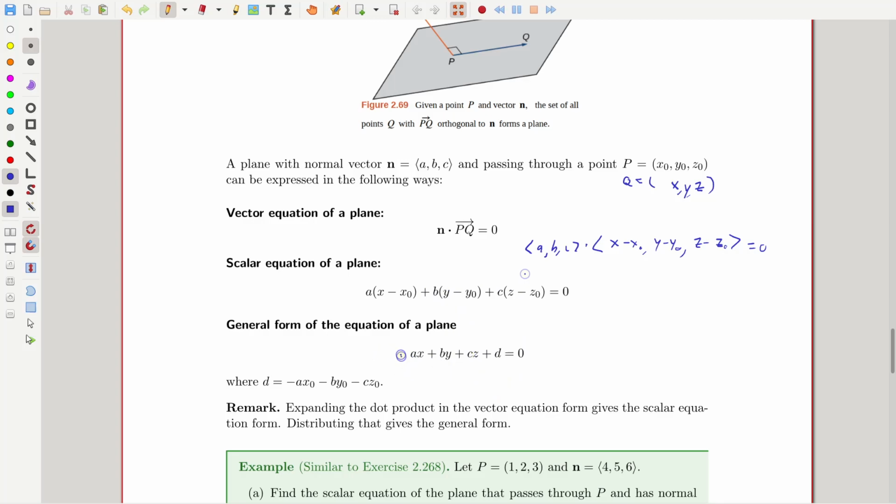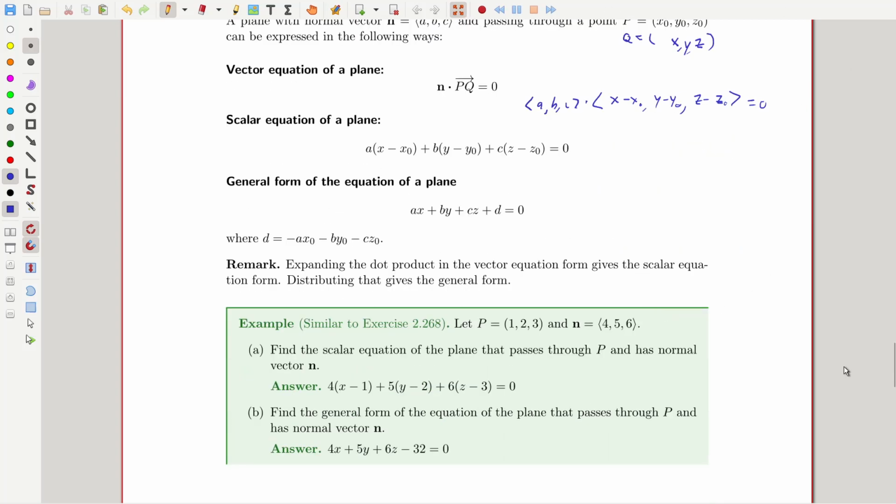So all you do is you just expand it out, distribute out the a, b, and c, and collect things over. So d is just set up to be minus a x naught minus b y naught minus c z naught, as shown here. And that is what I remark.